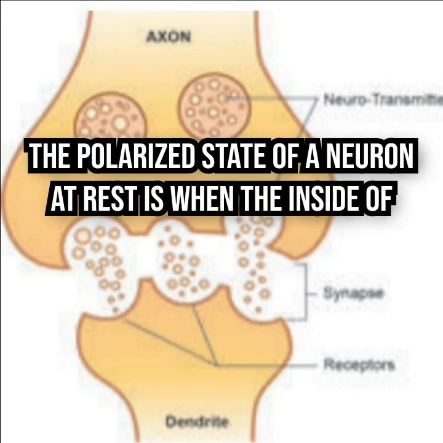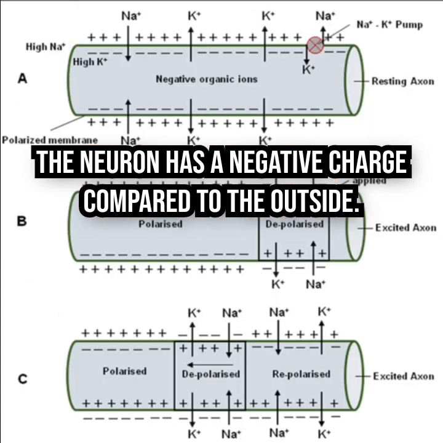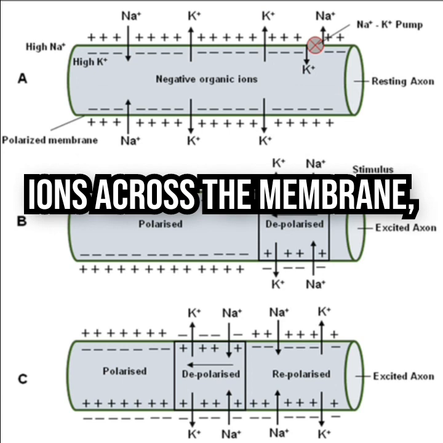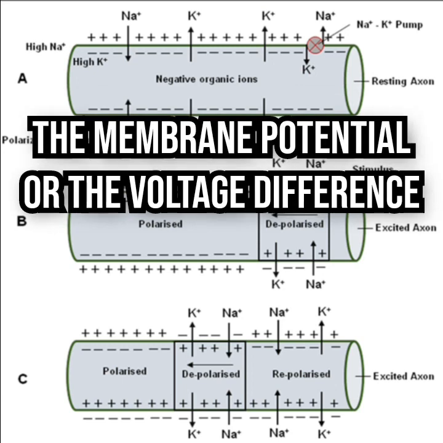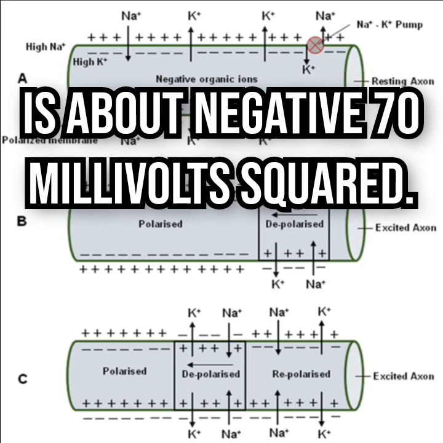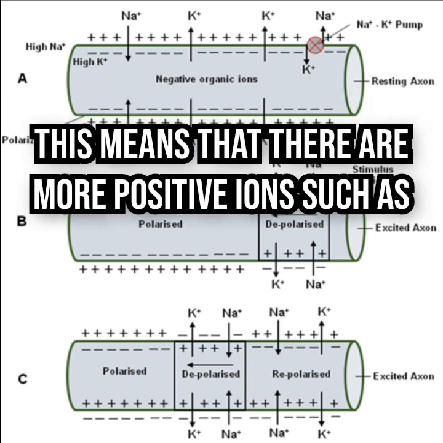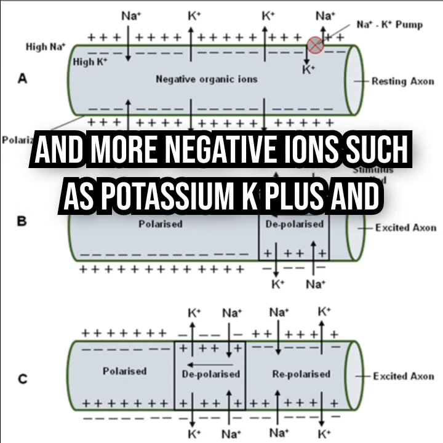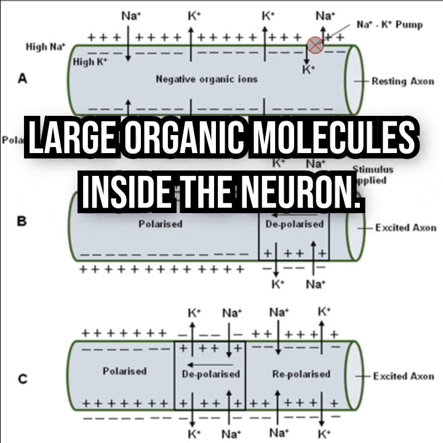The polarized state of a neuron at rest is when the inside of the neuron has a negative charge compared to the outside, due to the different concentrations of ions across the membrane. The membrane potential, or the voltage difference between the inside and outside of the neuron, is about -70 mV. This means that there are more positive ions such as sodium (Na+) and chloride (Cl-) outside the neuron and more negative ions such as potassium (K+) and large organic molecules inside the neuron.